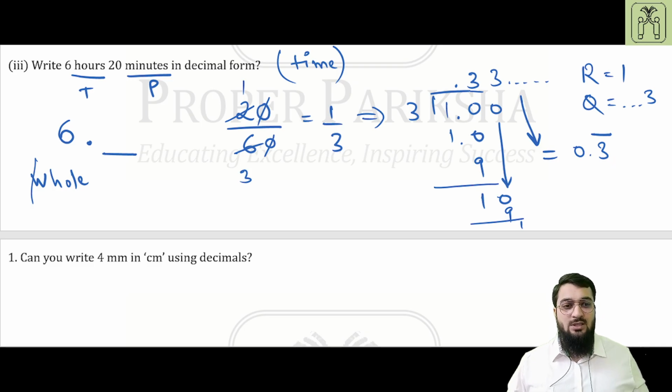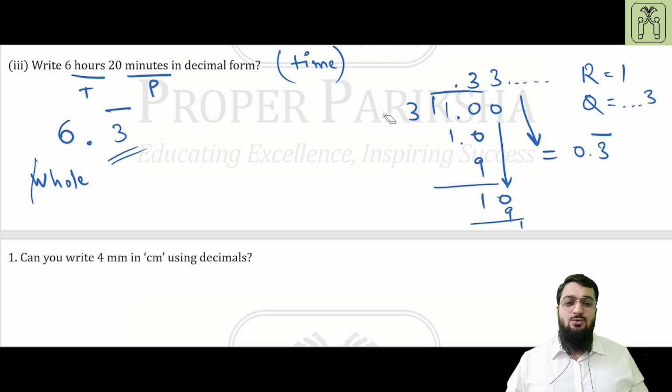I hope you understand that, or I will give you another example to understand that, but before that we will solve this question. So the answer will be 6 hours 20 minutes can be written as 6.3 with a bar. Okay, this will be the answer. I will give you another example in order to understand this concept of bar, that is, if you divide 22 by 3. Okay, if you divide 22 by 3, let us see what is the answer. Or if you divide 2.2 by 3, what is the answer?